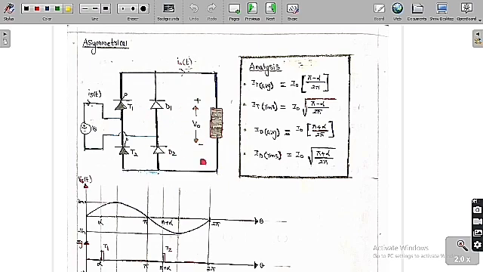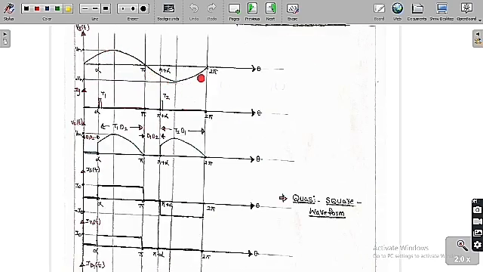Now with this circuit, we are going to analyze the different types of waveforms. This is the source voltage Vs of t. Vs of t is equal to Vm sin omega t, so this is the graph we are going to get. From 0 to pi is a positive pulse and pi to 2 pi is a negative pulse.